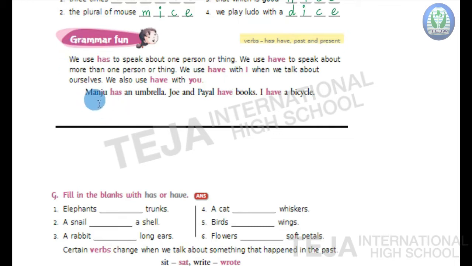And here the examples are: Manju has an umbrella. So here we are talking about Manju, so the word has is used. Next, here we are talking about two persons, that is Joe and Payal. Joe and Payal have books. Here we are talking about two persons. It's a plural form, so the word have is used. And here, about one single person, that is singular form, Manju, we are talking about only one person, so has is used. And here we are talking about two persons, Joe and Payal, so have is used. And also we have learned that have is used along with I as well as you. So here the example is I have a bicycle.